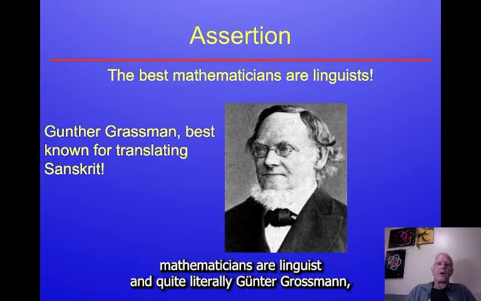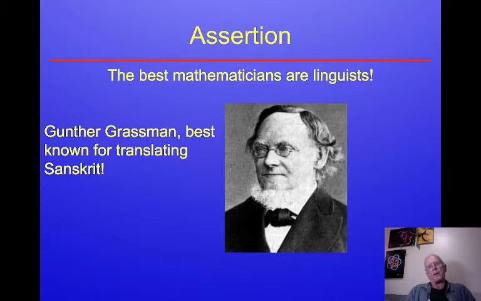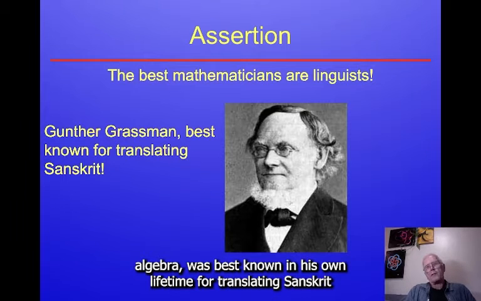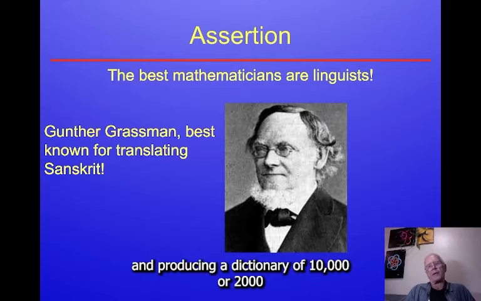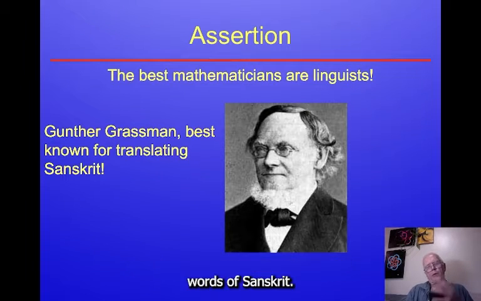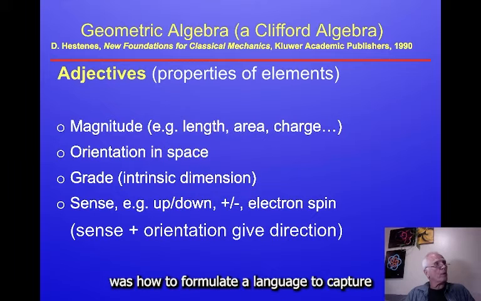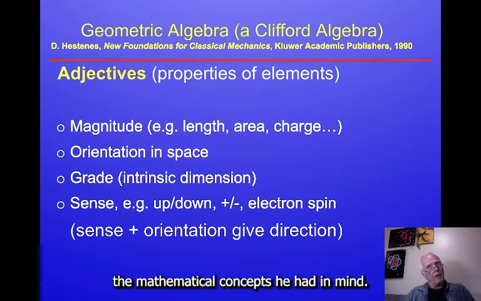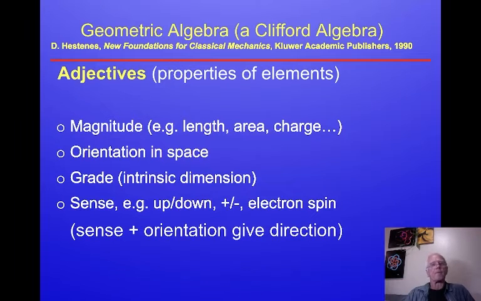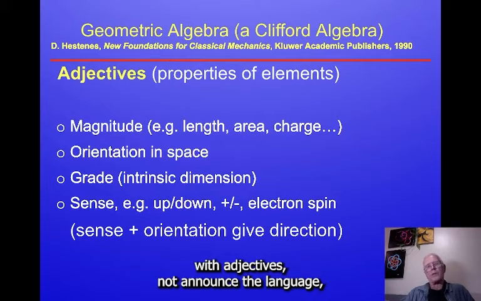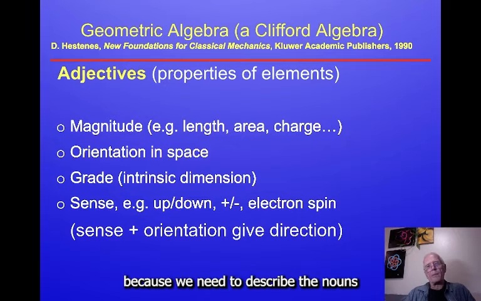The best mathematicians are linguists. I mean, quite literally. Hermann Grassmann, who in a lot of ways is our pioneer in geometric algebra, was best known in his own lifetime for translating Sanskrit and producing a dictionary of thousands of words of Sanskrit. But what Grassmann was really good at was how to formulate a language to capture the mathematical concepts he had in mind. And if we view this again as a language, we're going to start with adjectives, not the nouns of the language, because we need to describe the nouns.